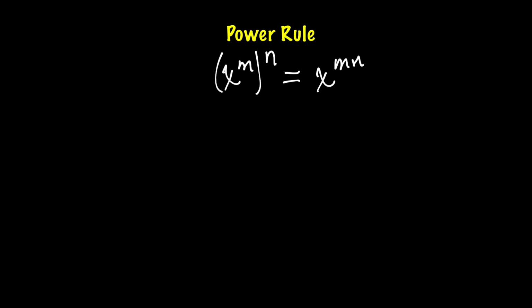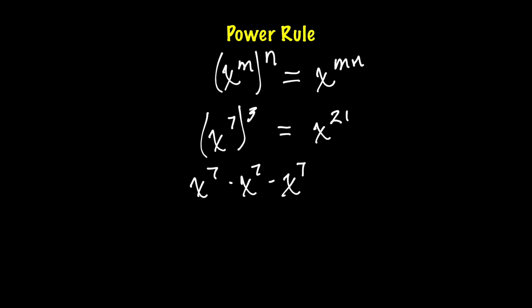Well, let's go ahead and take my two favorite numbers again here, 7 and 3. So I have x to the 7th cubed. So I'm going to just multiply those exponents the short way and come up with x to the 21. But here's why it works. How many factors of x to the 7th do I have? I have 3 of them. So I would have x to the 7th times x to the 7th times x to the 7th.